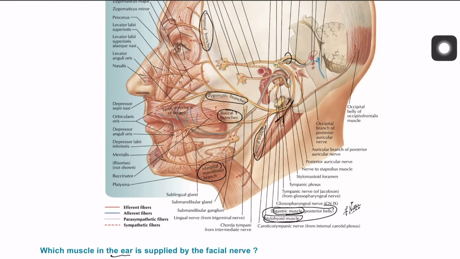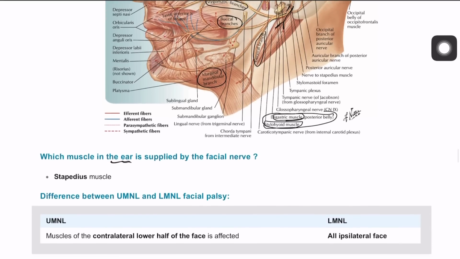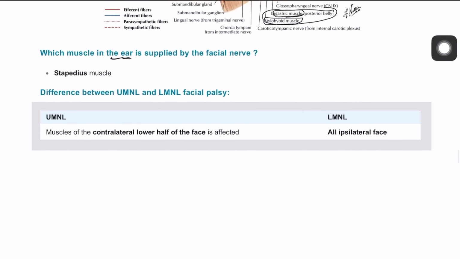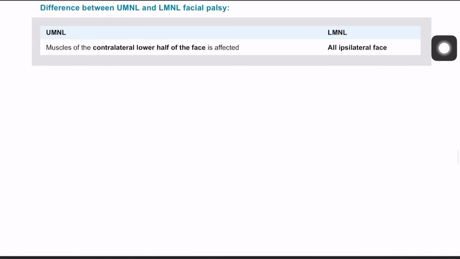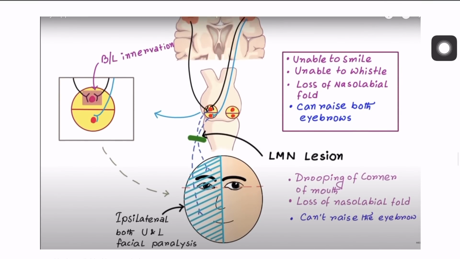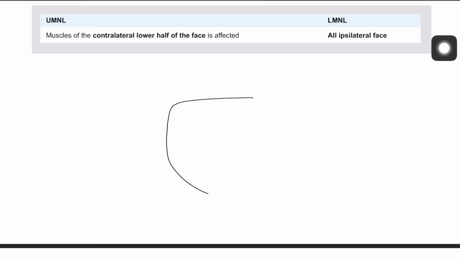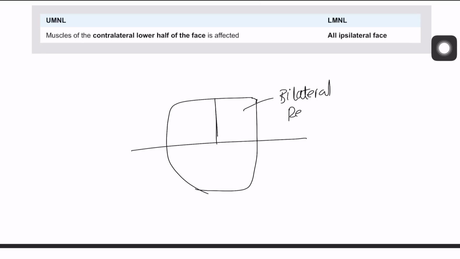The muscle in the ear supplied by the facial nerve, we mentioned, is the stapedius. Now, upper and lower motor neuron facial nerve paralysis. If you have a patient's face, just very quickly, let's make it a square. The upper part of each side of the face will have bilateral representation as upper motor neuron on both sides.